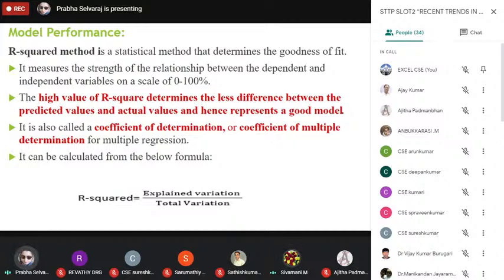You should find out the R value. A high value of R determines less difference between predicted and actual value. That means your model is very good. When you have a high value for R square, your model is a good model. The R square method is called the coefficient of determination or multiple determination. This is the formula: R squared is equal to explained variation divided by total variation.